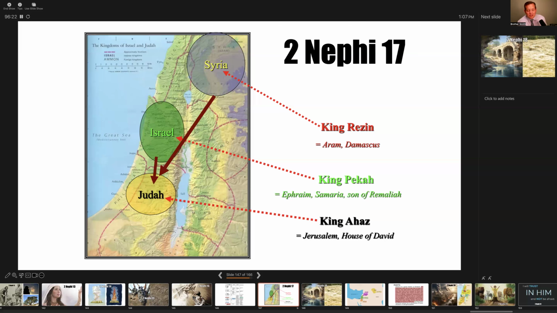So before the kid can say mom and dad, mama and dada, before the riches of Damascus, look back on here, 2 Nephi 17, King Rezin, do you see in the red? The riches of Damascus will be the spoil of Samaria, shall be taken away by the king of Assyria. The Lord also spake unto me, saying, forasmuch as this people refuse the waters of Shiloah that go softly, right?